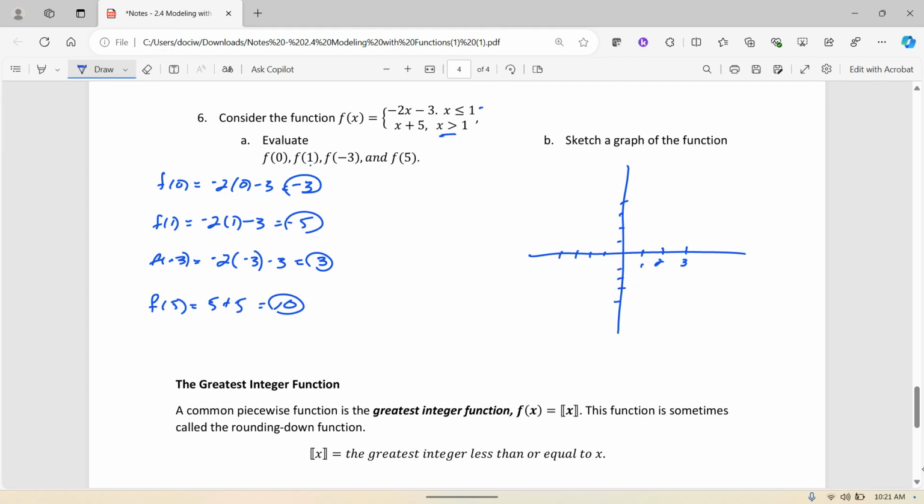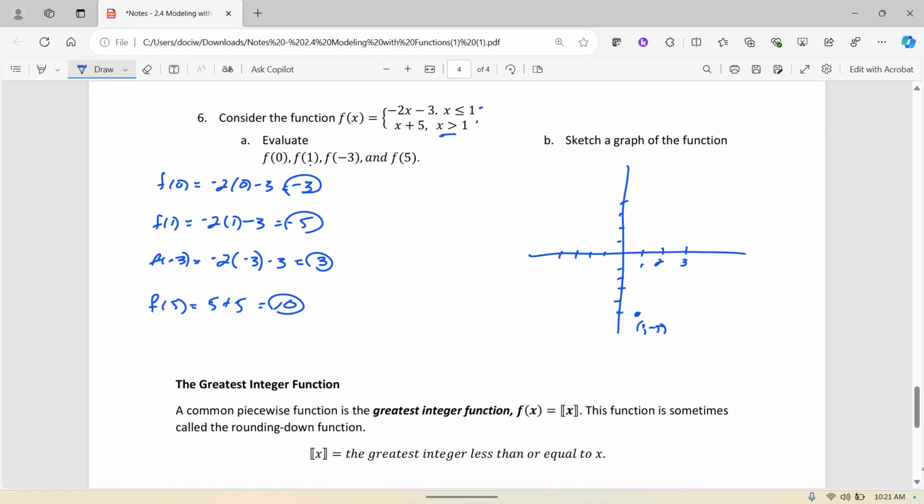I've not labeled all those tick marks yet, but I'll take care of that in a little bit. If x is 1, well, we know f of 1 is -5. So we've got 1, -5, and we're going to plot that. 1, -5. Now I'm going to pick another value of x less than 1.